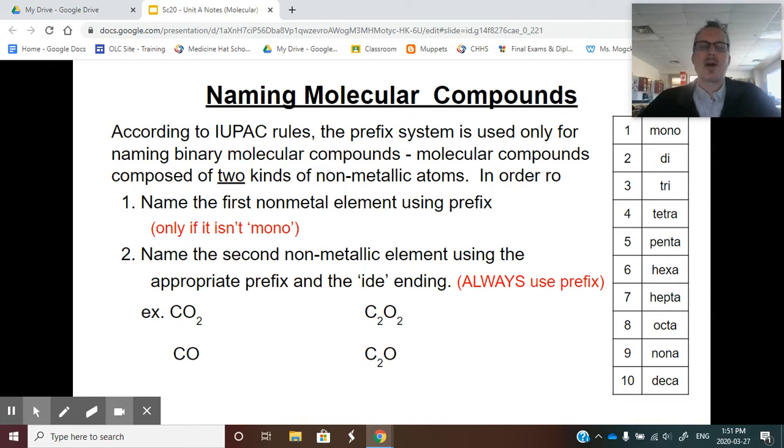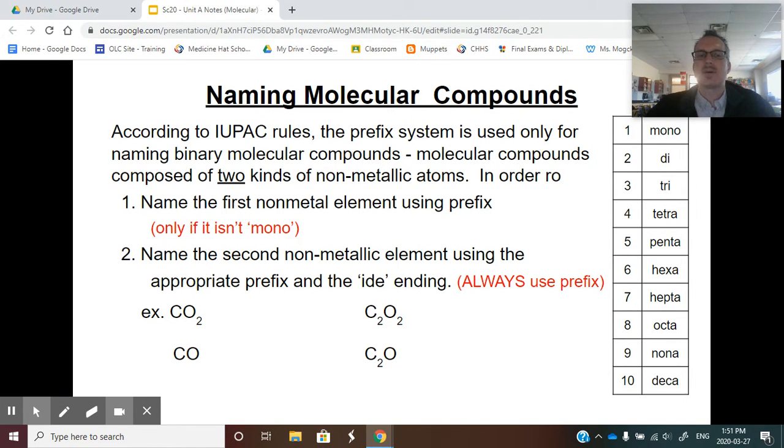Here are the rules we're going to go by. Rule number 1, name the first nonmetal element using a prefix. However, if the first nonmetal element is a 1, do not use the prefix mono. We never use mono on the first element. On the second nonmetallic element, though, use your prefix every single time. But also remember to change your ending of your nonmetal to IDE.